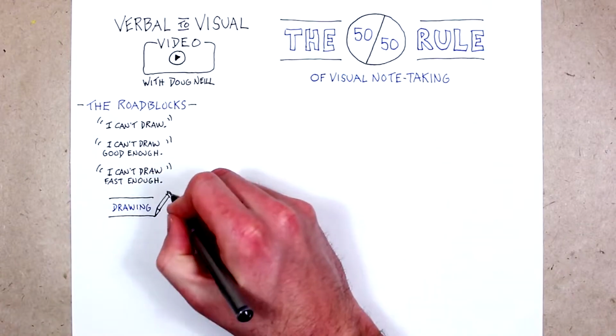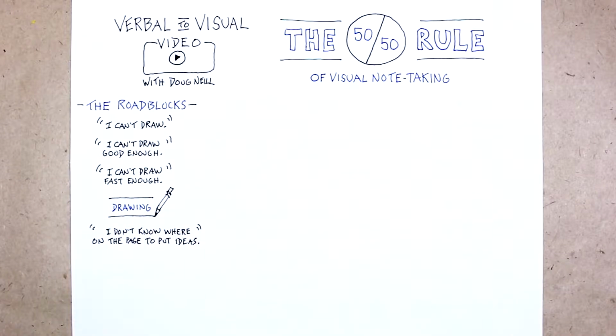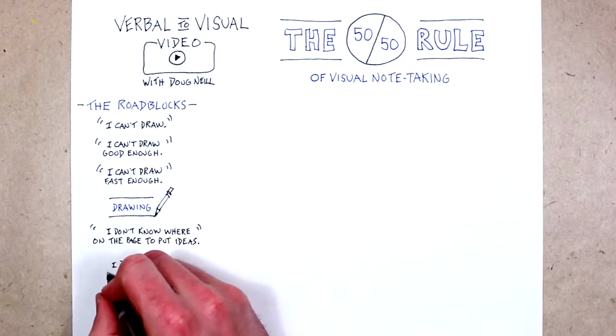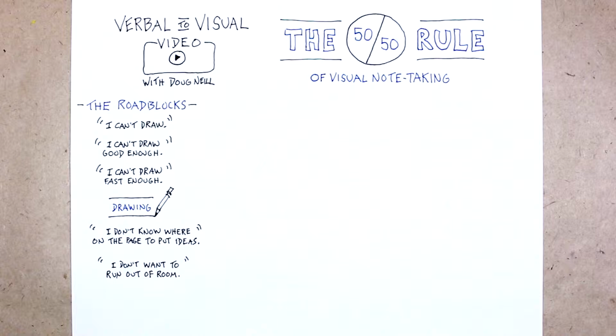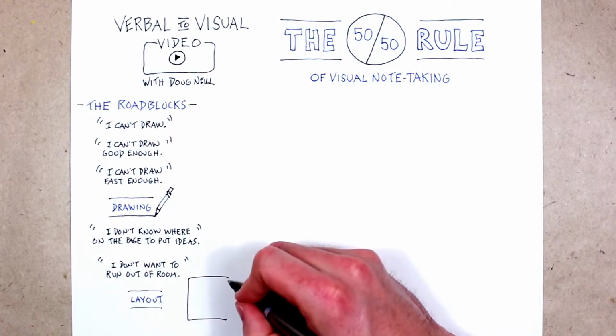I also hear things like, I don't know where on the page to put these ideas that I'm hearing, or I don't want to run out of room on the page. Those roadblocks fall into the category of layout, which deals with how you arrange ideas on the page. Those roadblocks are real, and everyone encounters them to one degree or another. I think this 50-50 rule will help you to move around or over those roadblocks. So let's get into that.